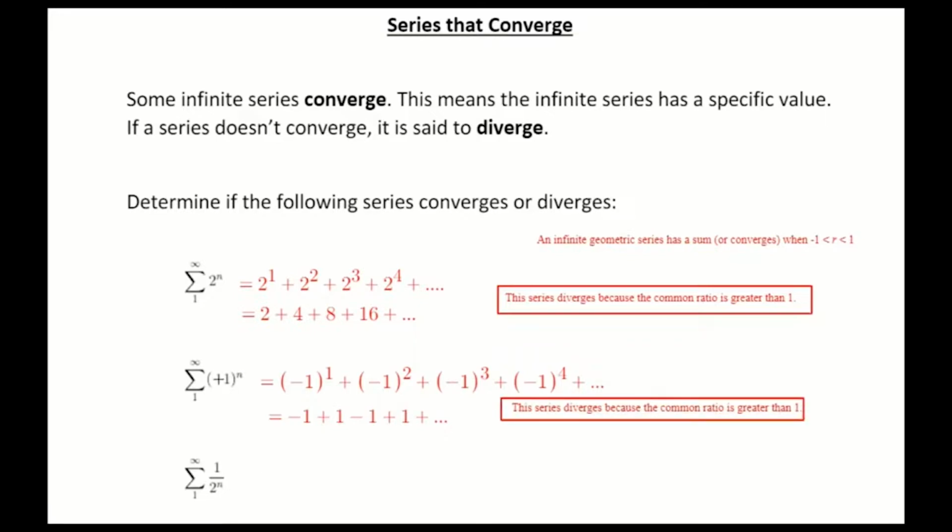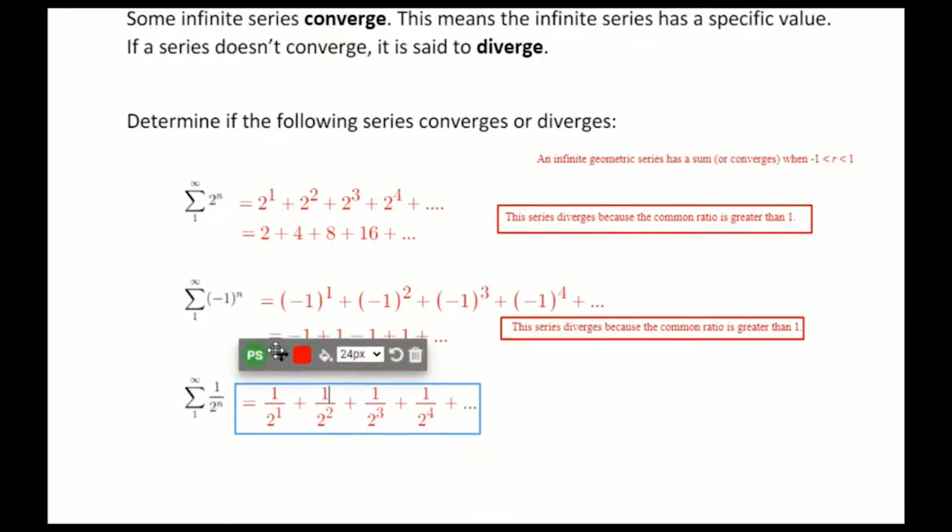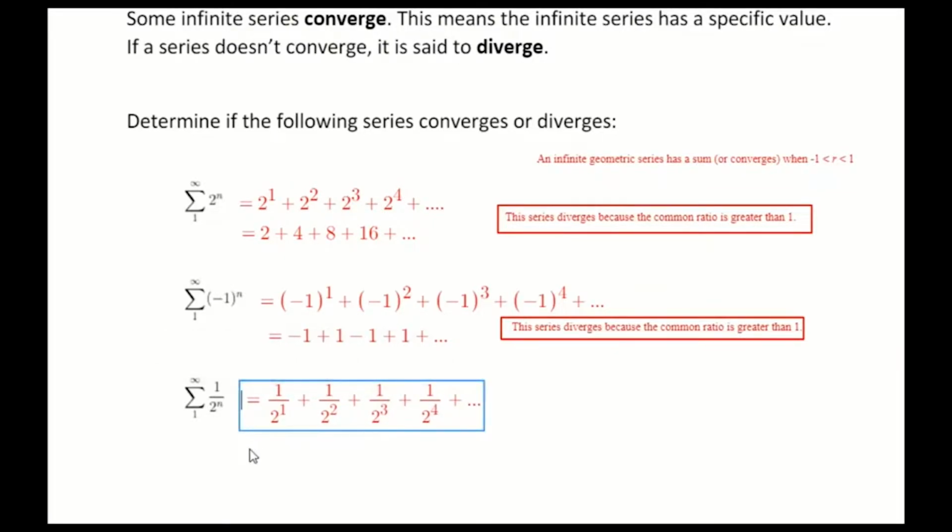This one is actually another geometric series. I'm going to scroll down a little bit. Let's take a look at the terms. So we've got 1 over 2 to the first, 1 over 2 squared, 1 over 2 cubed, and so forth. It's actually the same sequence as that first example, except each term is the reciprocal. So this is what our series is looking like. We can evaluate each one of these.